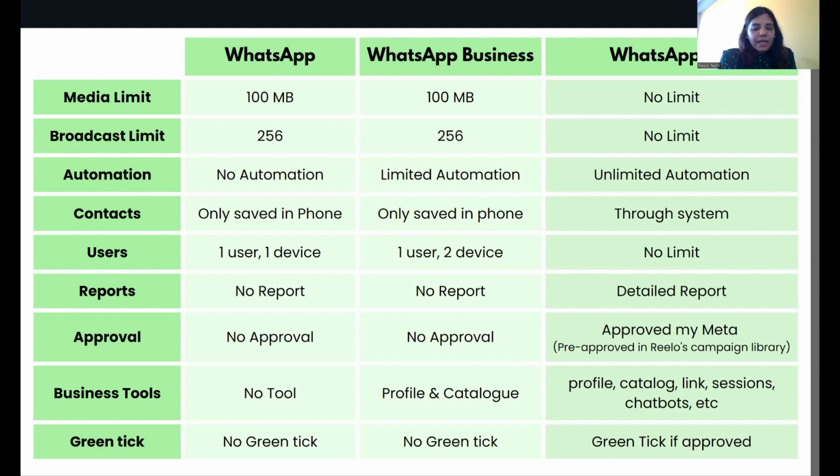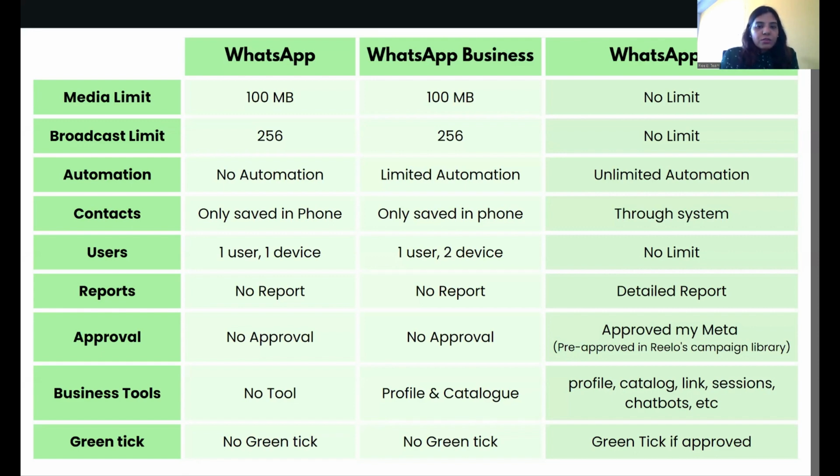Now, this might be a hassle, but if you are a Reelo user, you might be aware that all the templates in our campaign library, which we will be talking about in detail in coming slides, are pre-approved templates. So you don't have to go through the hassle of getting all the messages approved. And even if you don't want to use any message from our templates, you can select a custom message, you can create your own message, and we'll get that done for you. But let's talk about that in detail in the coming slides.